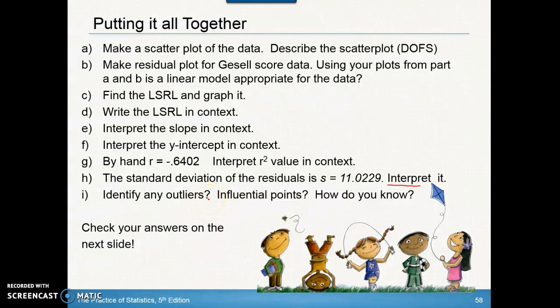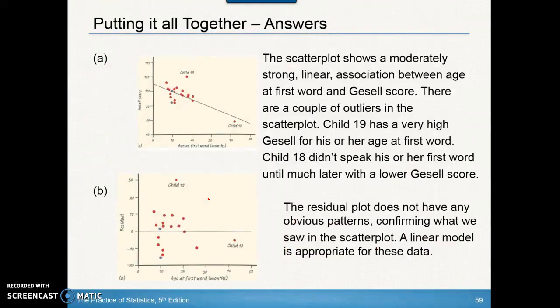Go ahead, take a minute, try this, and when you're ready to see the solution, go ahead and hit play. All right, so let's take a look. This scatter plot here, if you're looking at part A, shows a moderately strong linear association between age at first word and the Gazelle score. So there are a couple of outliers in the scatter plot, child 19 and child 18. Child 19 has a very high Gazelle score for their first word, and child 18 didn't speak his or her first word until much later with a lower Gazelle score.